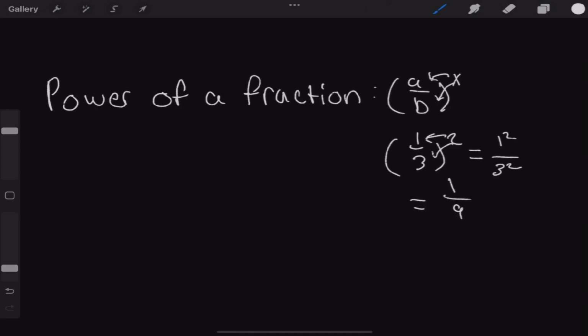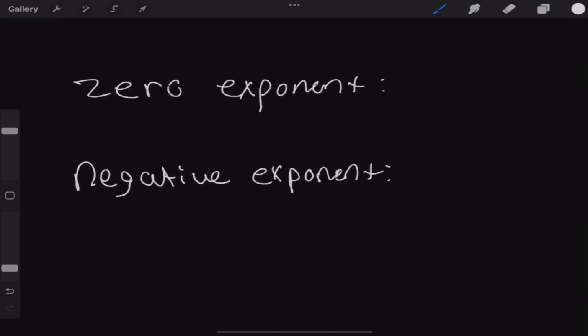And that's literally all. So on to the next one. Our next two kind of go hand in hand because they're just rules about if you see a certain type of exponent. The first one is the zero exponent, and this basically says any number to the power of 0 equals 1. Extremely simple. You see any number to the power of 0, it's going to be 1.